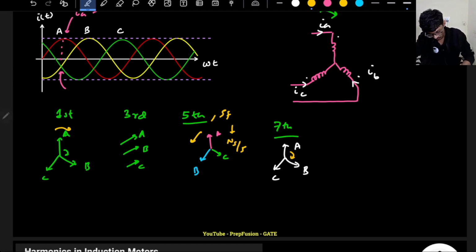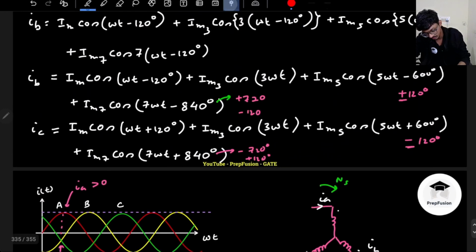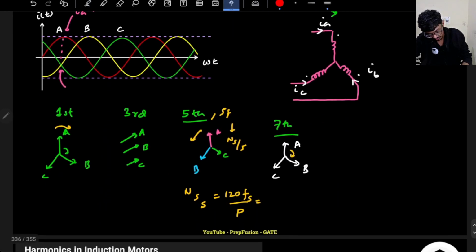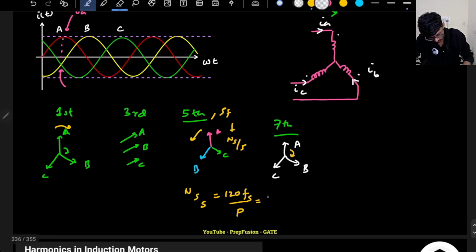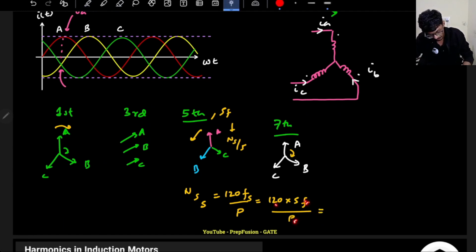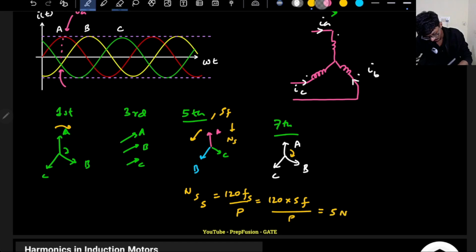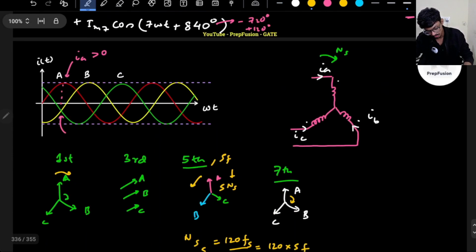So what will happen if I want to write the ns5? What will be ns5? ns5 will be 120 f by p. Okay, so here f is f5, the fifth harmonic frequency. What is the fifth harmonic frequency? Fifth harmonic is 5 times the actual value. So this will become 120 into 5 into f by p. What is this 120 f by p? The actual synchronous speed. So it will be 5 times. Sorry, I was wrong. This will not be divided by 5. This will be 5 times the synchronous speed.